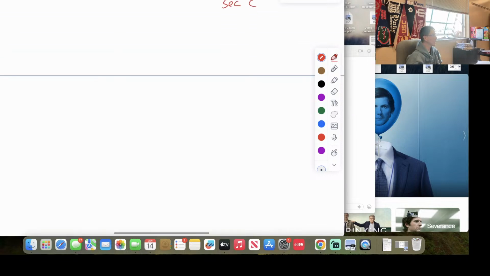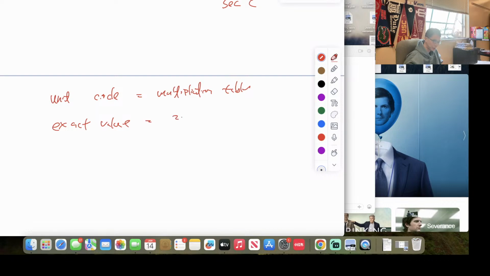All right. So we talked about the unit circle. The unit circle is equal to the multiplication table. We talked about yesterday the exact value. Exact value is equal to 3 times 7, right? You don't want to do 3 times 1, 3 times 2, 3 times 4. That takes too long. We have to know what the sine of pi over 6 is right away. It's 1/2.